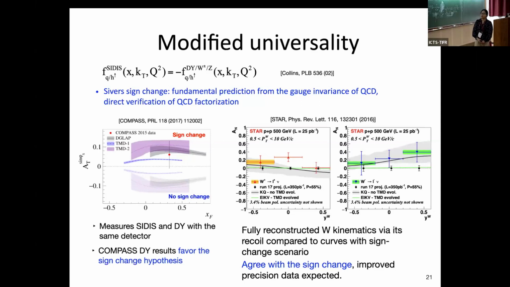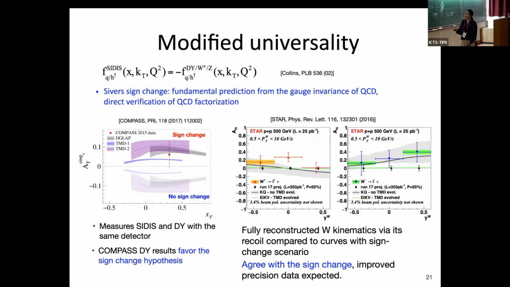The W measurement from the pp collision with STAR. In this case, you have the W plus and W minus charge, and then the asymmetry measured here as a function of the rapidity. And then compare with this scenario again, when there is sign change and no sign change. You can see that this is all comparing with the sign change scenario with the non-zero asymmetry here. So you can see that they favor the sign change scenario as well.